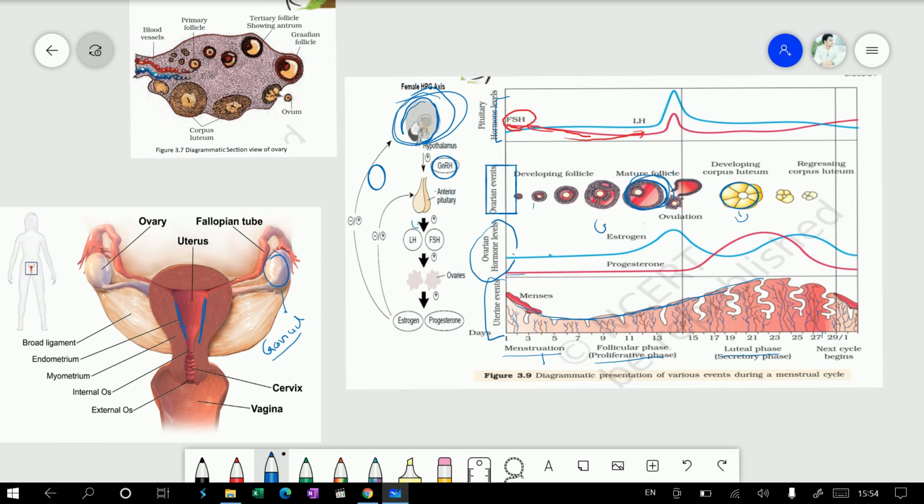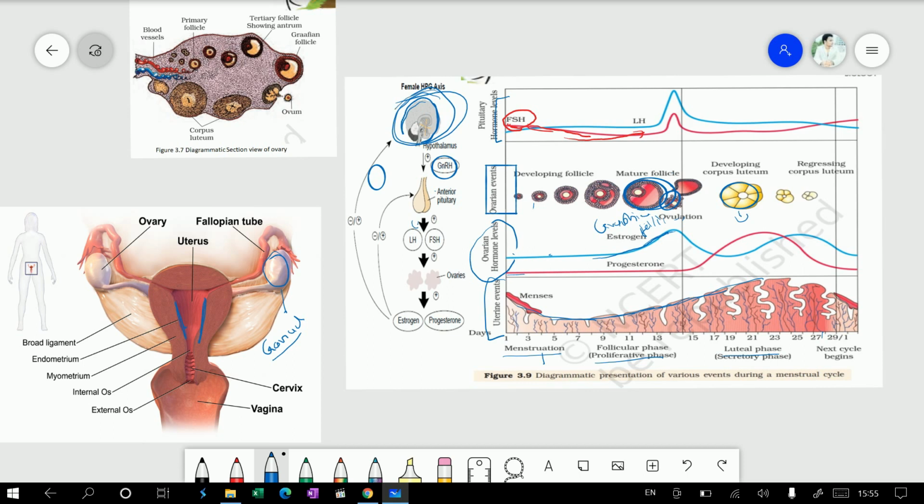It is a Graafian follicle, right? So the increased amount of estrogen is indicating to the hypothalamus, now it is time to break this Graafian follicle, because there is a need to do ovulation, right? The secondary oocyte has to be released from this Graafian follicle.